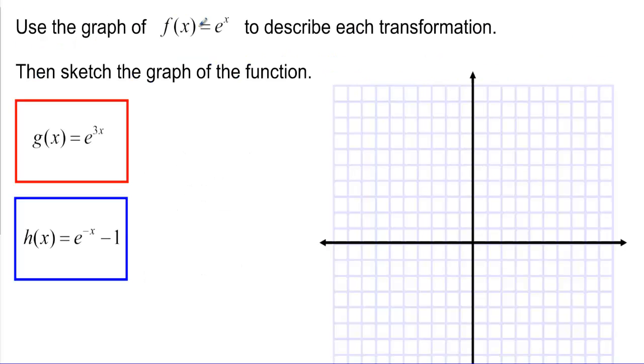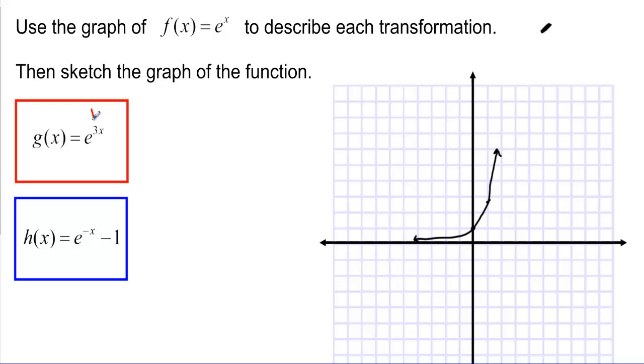Use the graph of f of x equals e to the x to describe each transformation. Then sketch the graph of the function. Well, if we have e to the 0, that's 1, and e to the 1 is 2.718. So let's say about right there. It levels off to 0 as we go to the left, and it shoots off to infinity as we go to the right. G of x equals e to the 3x.